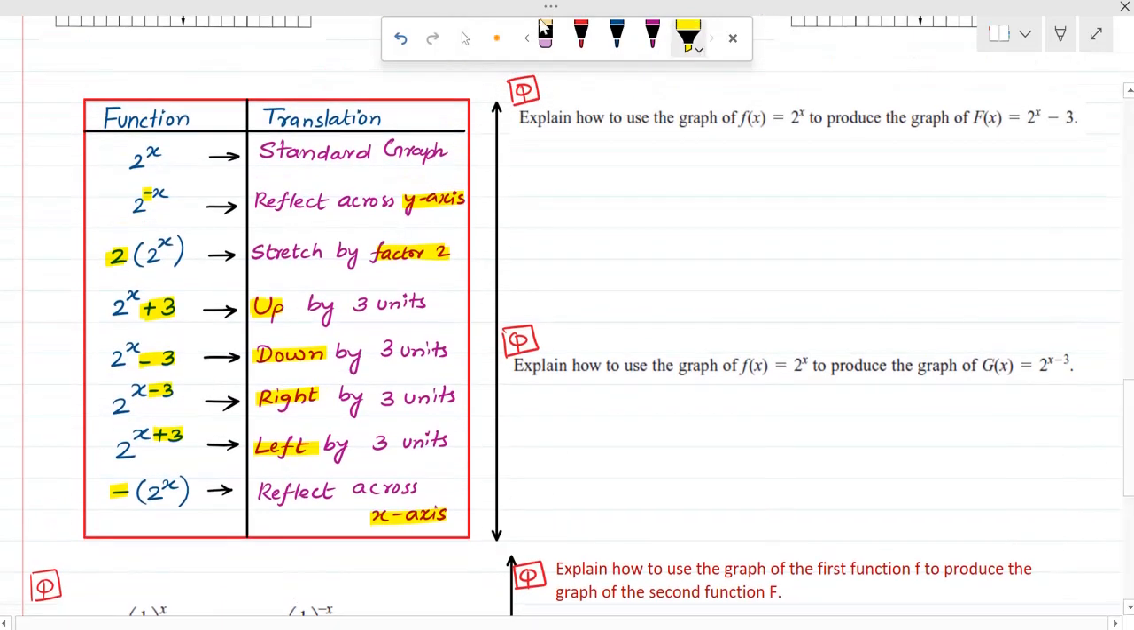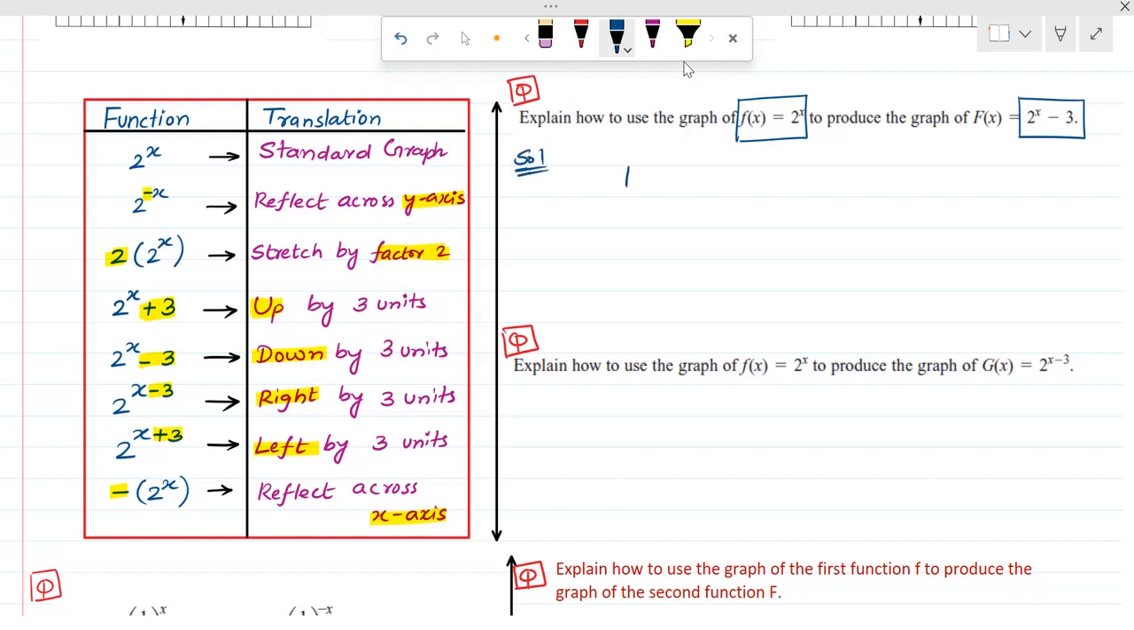Now in this one, you need not draw the graph, you have to explain the graph, what happened with this one. So explain how to use the graph of this to produce the graph of this. So what we'll do here, 2 power x minus 3. So we will write it down. The graph of, this is minus. Minus means down. So we say shift the graph of f of x down by 3 units.